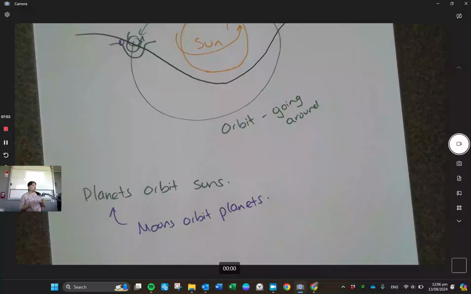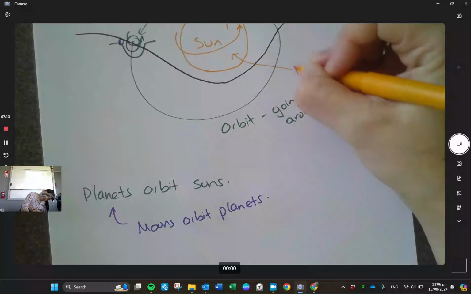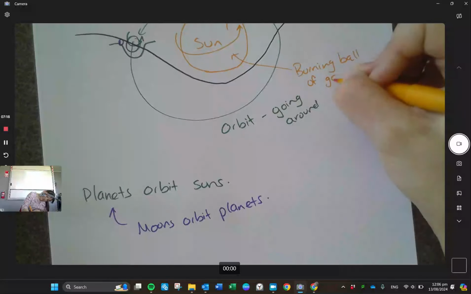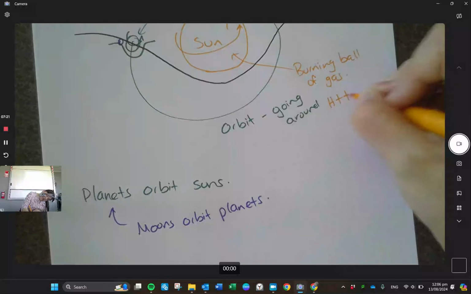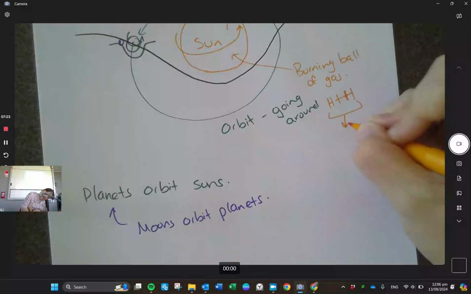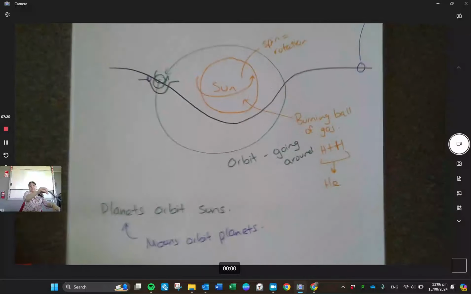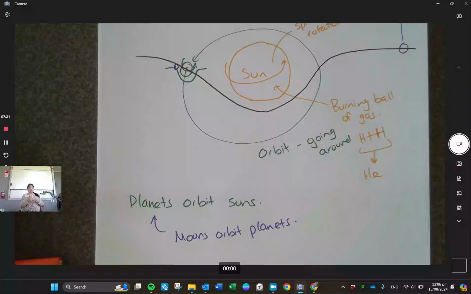And suns are just burning balls of gas. They are smashing together atoms and doing nuclear fission to release energy such as light. You see the hydrogen fusing together to form helium. So that's nuclear fission going on there. That's how we classify these different objects. Questions so far? Or are we okay? We're good? Any questions?